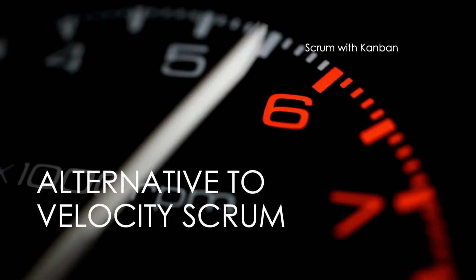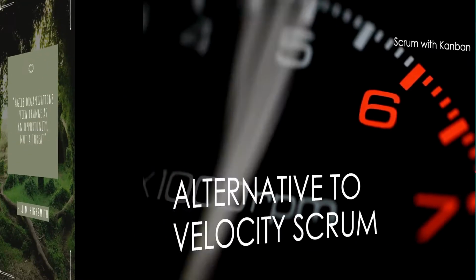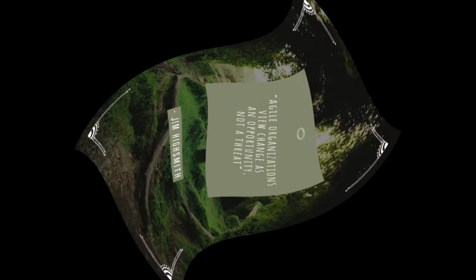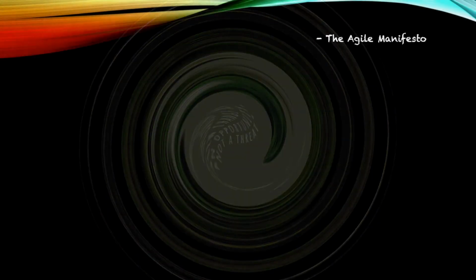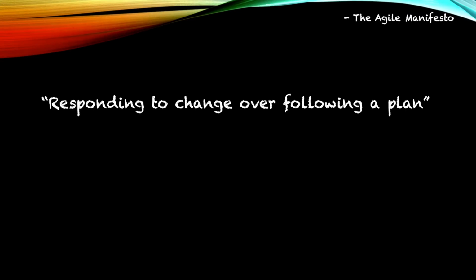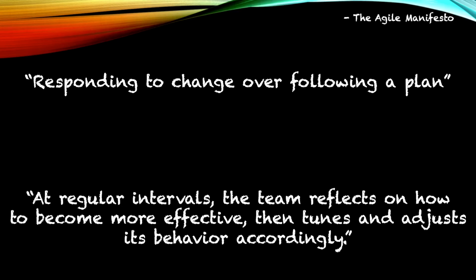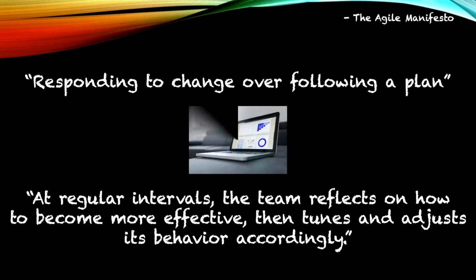Let's talk about an alternative to velocity in Scrum. Agile at its core encourages welcoming change, including the tuning and adjustment of team behavior. This includes adjustments to the metrics that the teams use as empirical evidence upon which they base their change decisions.